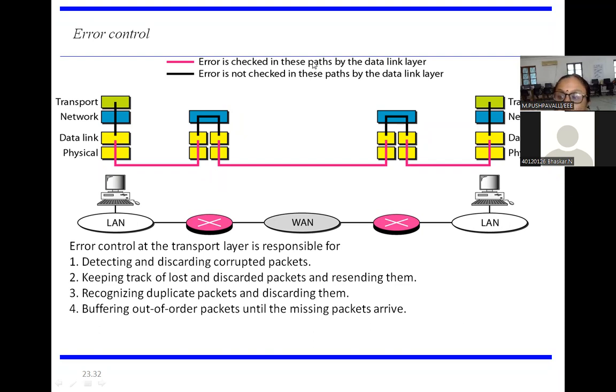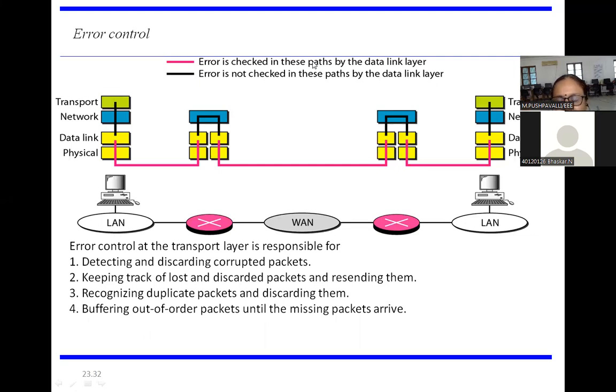Then recognizing duplicate packets: the same packets arrive even though I'm within the timeout period. Similarly, if the same packets are arriving, I also have to discard them. Then buffering out of order packets until the missing packets arrive. Until the missing packets arrive, I have to find out what order of sequence I'm getting.